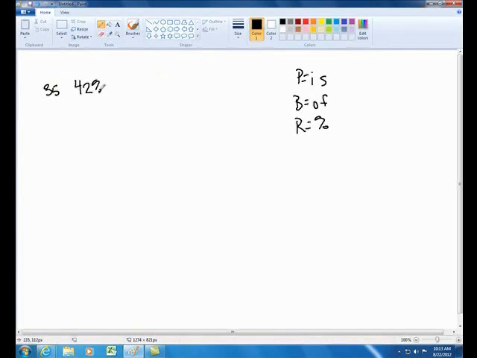If I have 42% of 3,324, what is it? Now, the first thing I want to do is label my parts. The one with the percent is my rate. Of is with the base. And is is what I don't know.